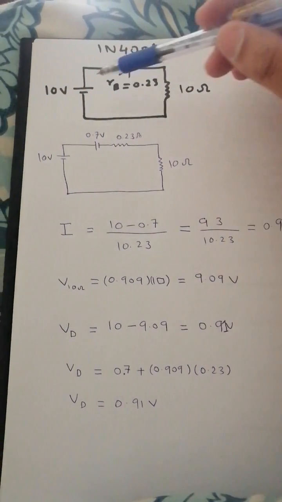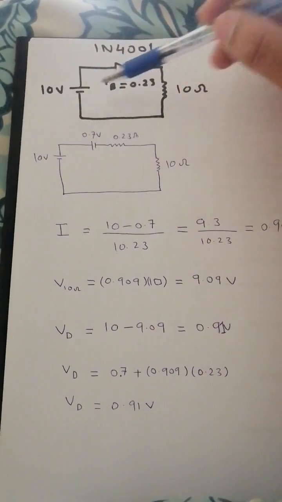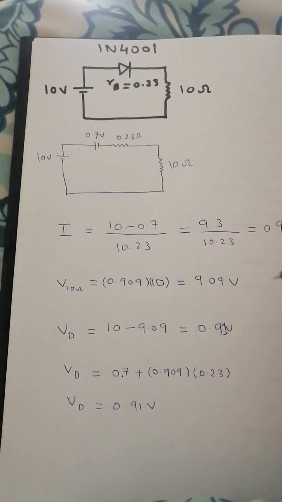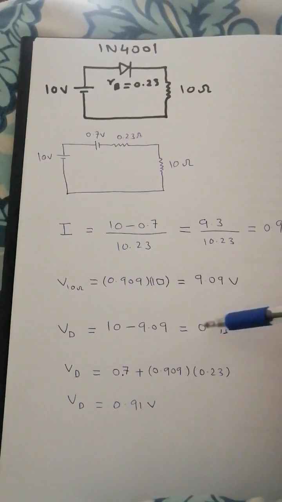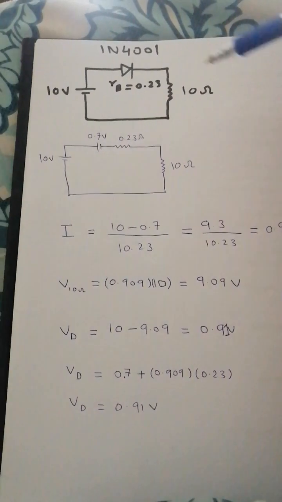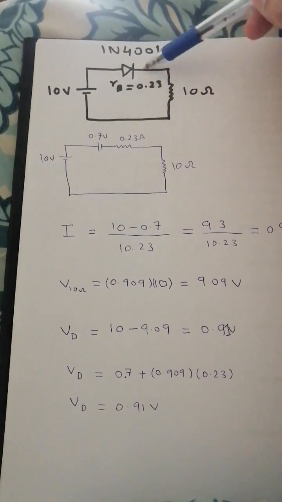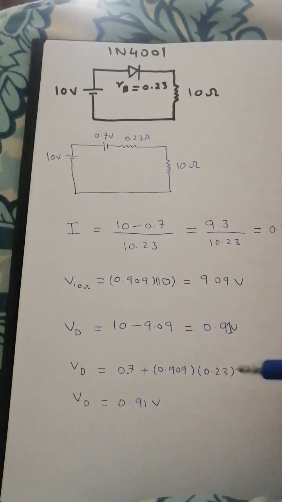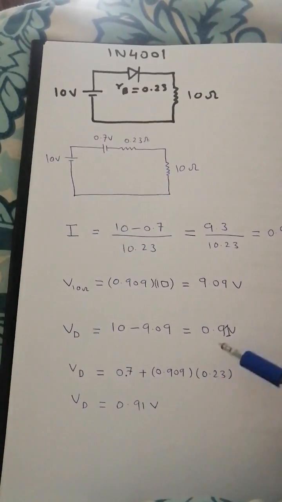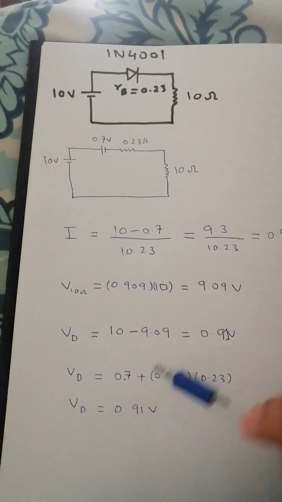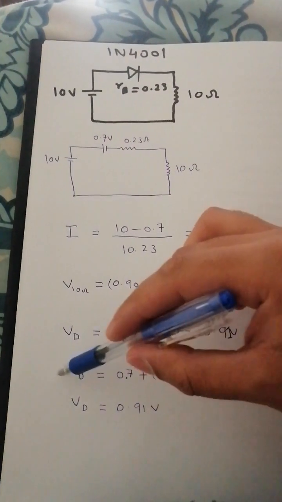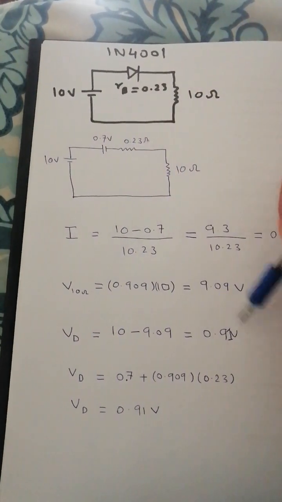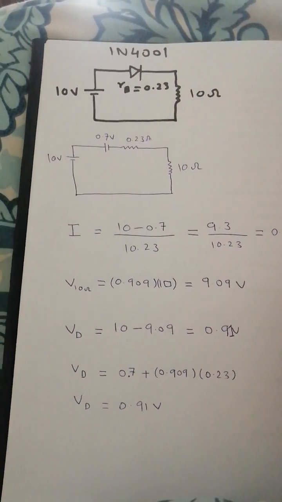We have 10 volts minus the voltage across this resistor, and we get 0.91 volts, and this is the voltage across the diode. This can be confirmed from, you can see, this is the confirmation that we have 0.91 volts across the diode.